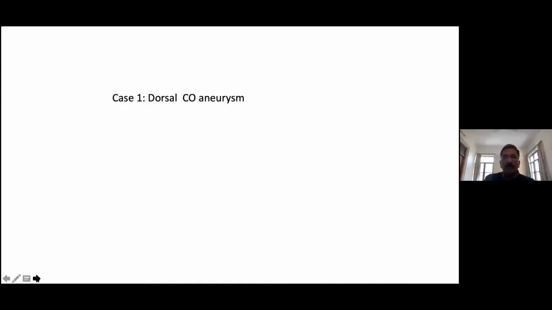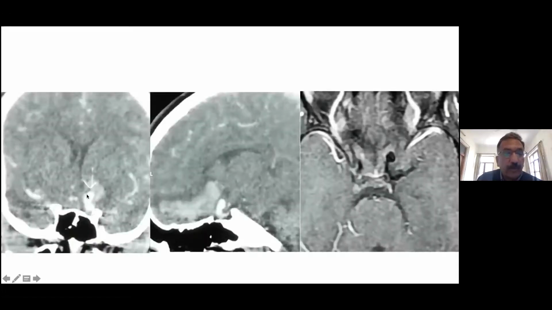So let's talk about surgery for carotid ophthalmic aneurysm. Let's look at a dorsal carotid ophthalmic aneurysm. And so you see, these are the clinoid processes. This is a dorsally pointing aneurysm here.